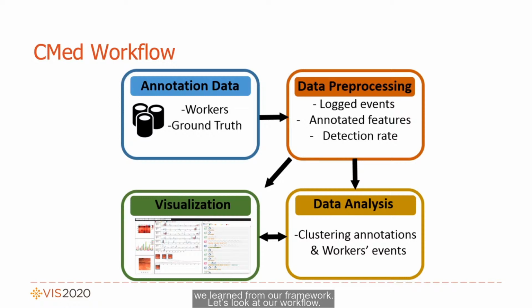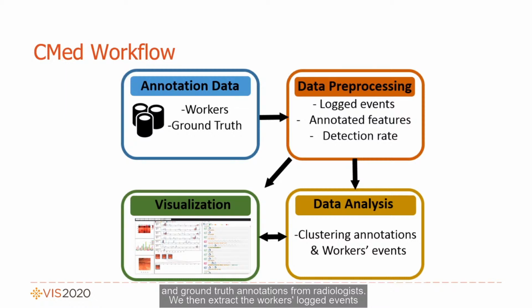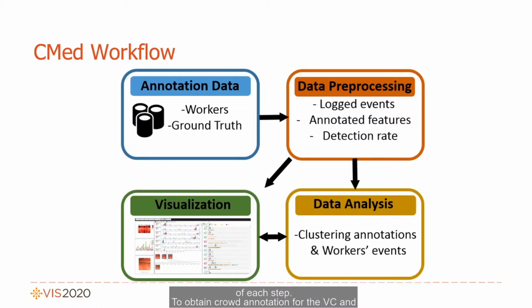Let's look at our workflow. First, we collect the crowdsourced workers' annotations from our crowd annotation tool and ground truth annotations from radiologists. We then extract the workers' logged events and annotated features and compute the detection rate of target objects. Next, we incorporate several approaches to cluster workers' annotations and their events. Lastly, we visualize all the data for interactive exploration. In the next few slides, I will go over the details of each step.